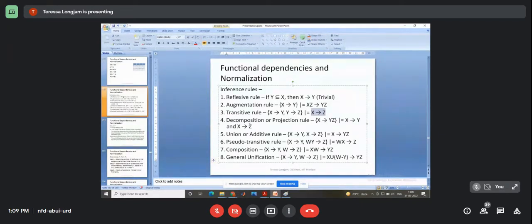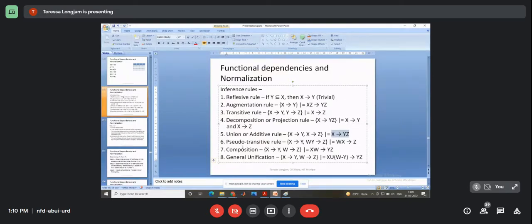The fourth rule is the decomposition or projection rule. If we have a functional dependency X determines YZ, then we can decompose it into two functional dependencies, that is X determines Y and X determines Z. The opposite of this decomposition is the union or additive rule. If we have these two functional dependencies, which hold for a particular relation, then the combined functional dependency also holds on that relation.